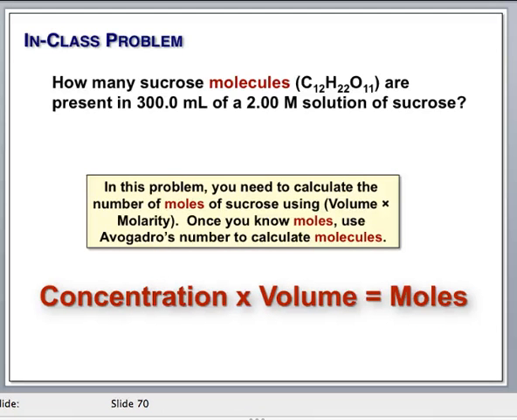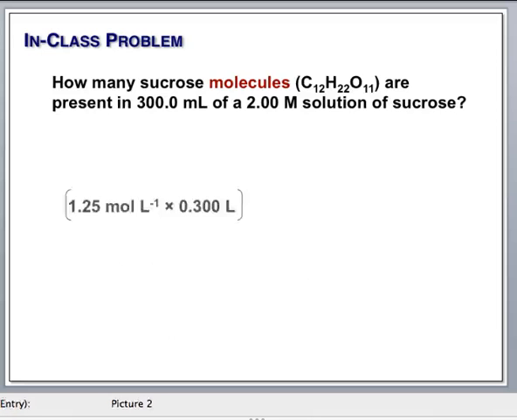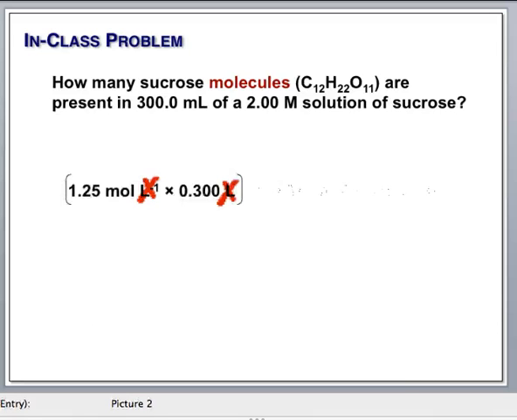Concentration, that's molarity, times volume in liters is moles. All right, so we are given a concentration, we're given a volume, so we know moles. Liter and per liter will cancel. Oops, we have 0.375 moles of sucrose.